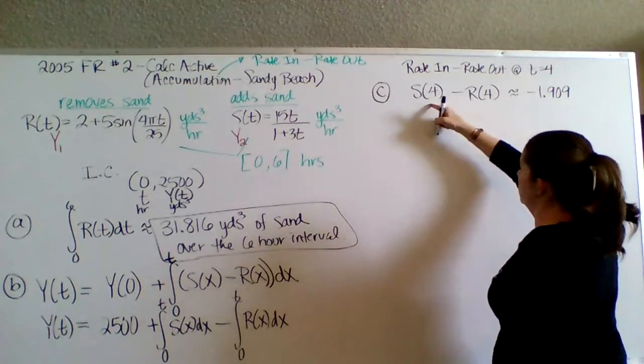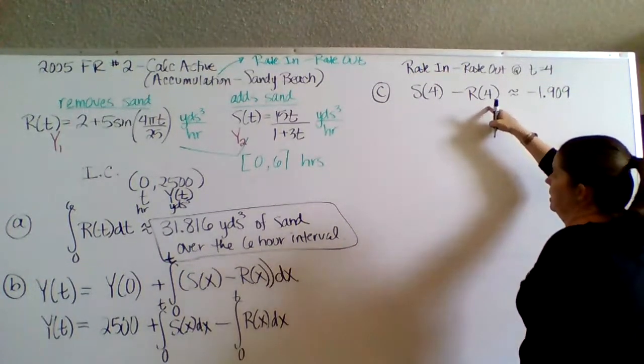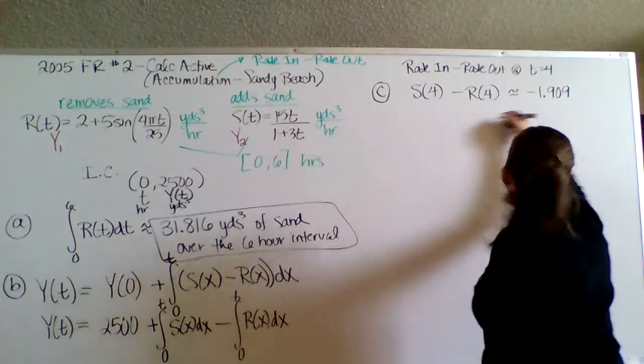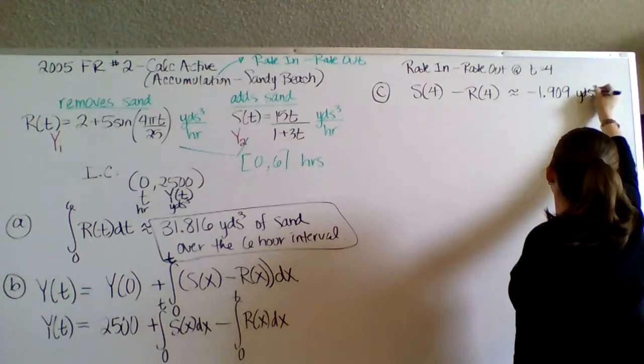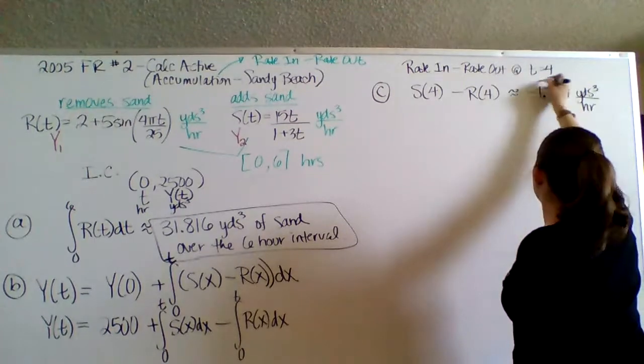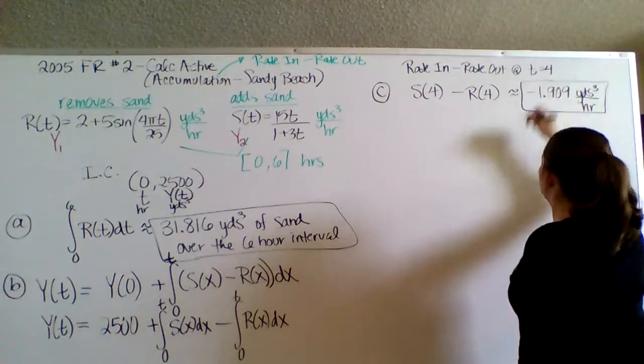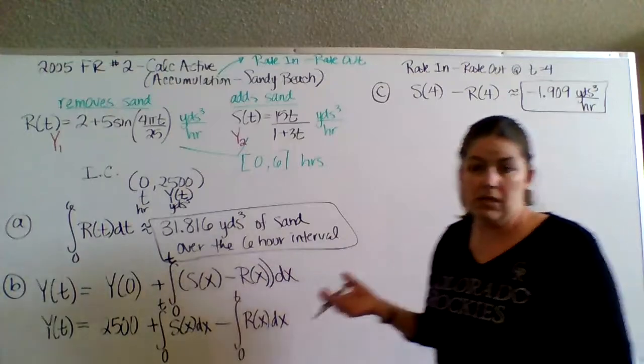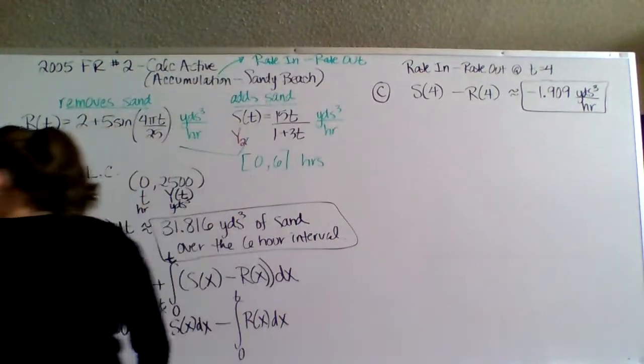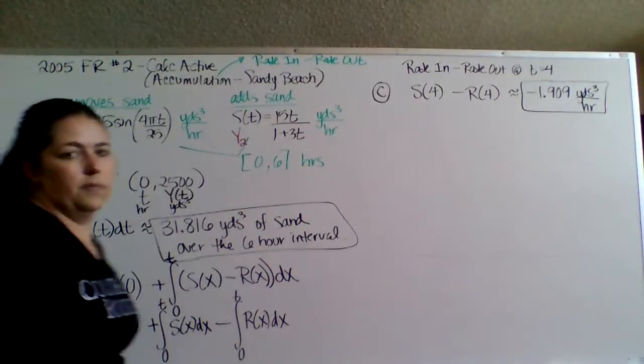And this would be the same units as what R and S originally were at the beginning, which were cubic yards per hour. Now, they don't ask for this. They really just ask for this answer. But just for kicks and giggles, and because it's a harder thing to get points on, I think we should try interpreting this in context.